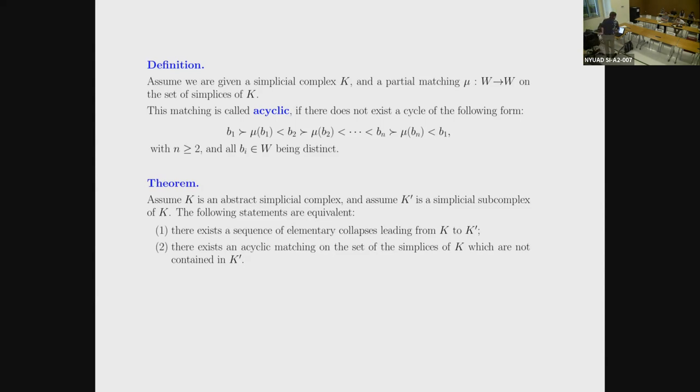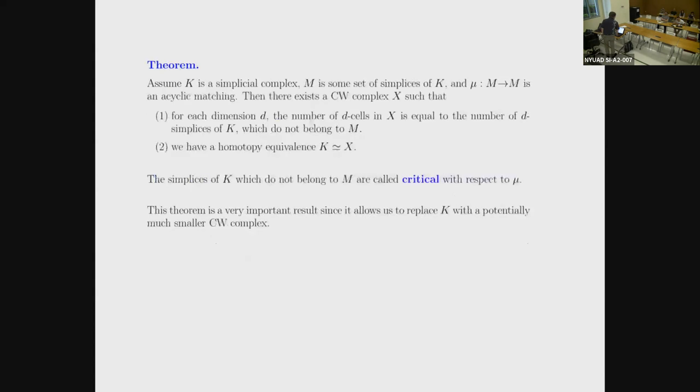That would be if you just do it on top. And in more general form, the theorem says, if you also do collapses inside, that if you have a simplicial complex K and M is an acyclic matching on the set of simplices of K, then there exists a CW complex X, which has the same number of cells as the number of unmatched simplices, which are called critical simplices, and which is homotopy equivalent to your original complex.